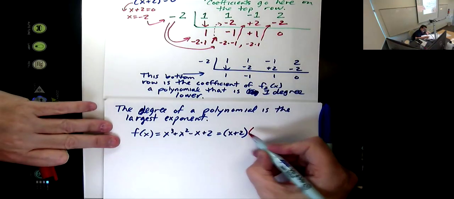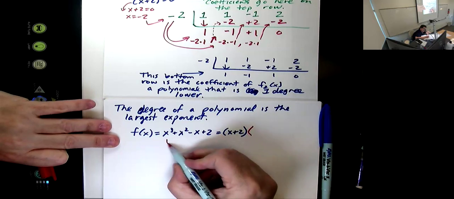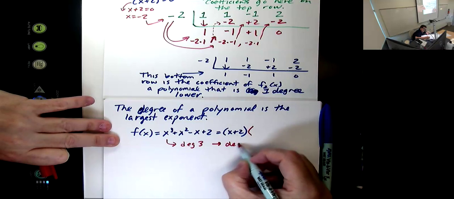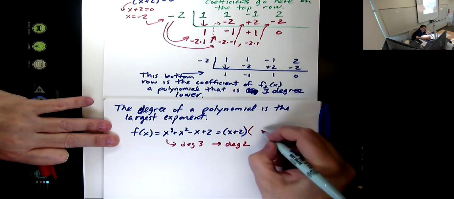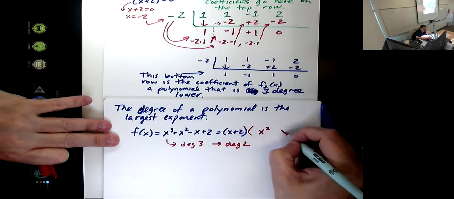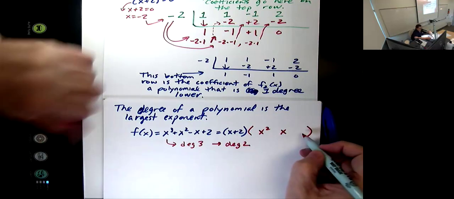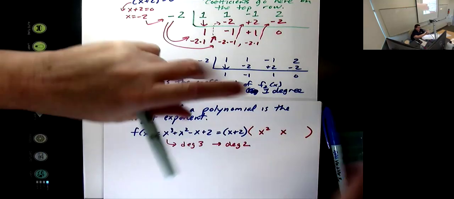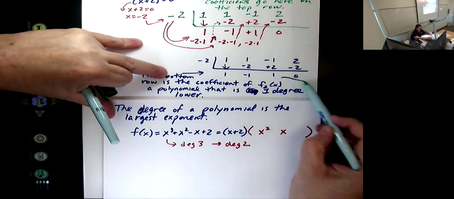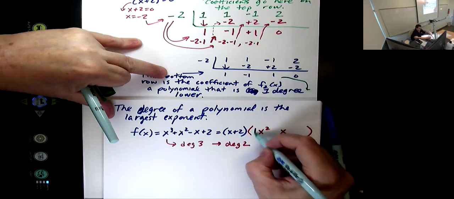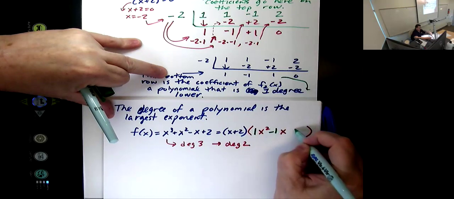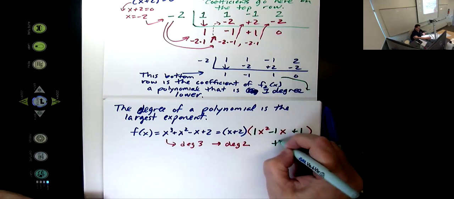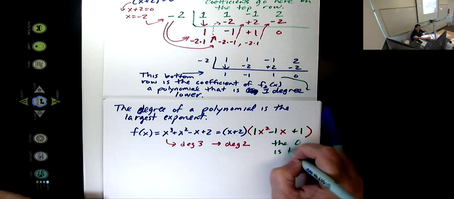Those are the coefficients of the term 1 degree smaller. This is degree 3, so this is going to be degree 2 here. I'm going to have an x squared, an x, and a constant, and these numbers are the coefficients. So I'm going to grab these and bring them down: 1, -1, +1. The 0 is the remainder.